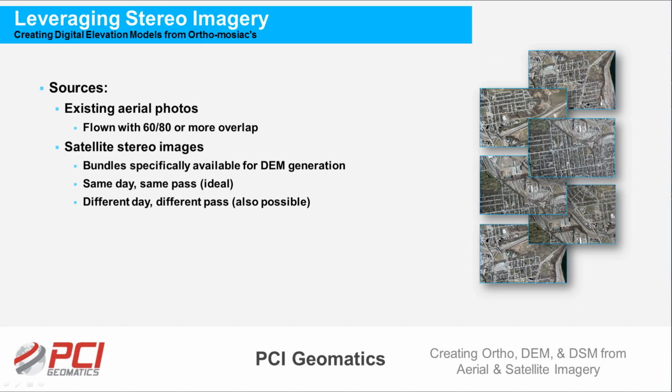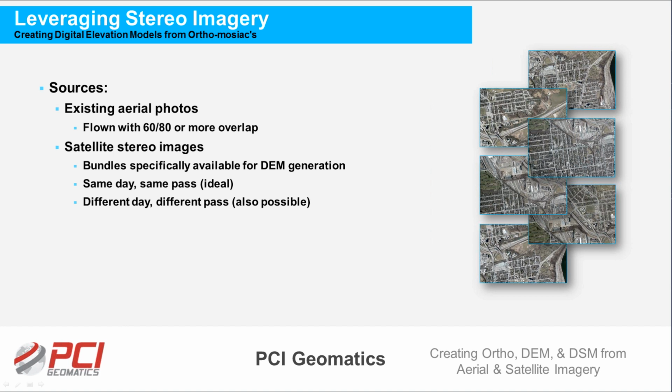PCI supports both aerial and satellite workflows to generate terrain models. Even though there is automated processing within PCI's desktop flagship product called Geomatica, there's certain data requirements needed. With aerial imagery, Geomatica is able to create terrain from imagery that has been collected with a 60, 80, or more overlap, and the requirements for satellite are that they must be a stereo pair.